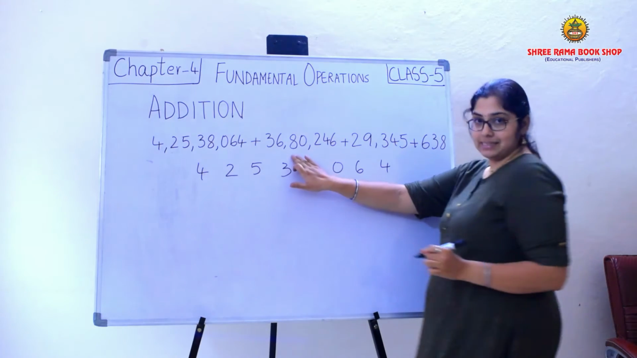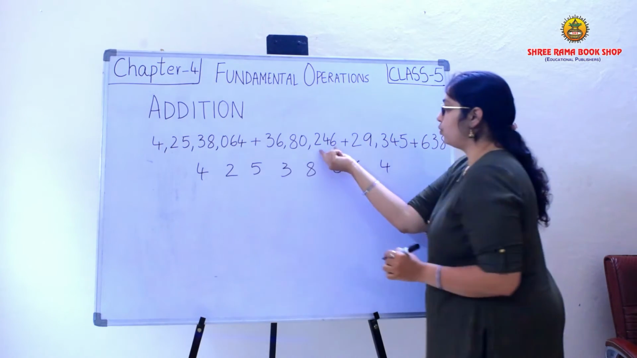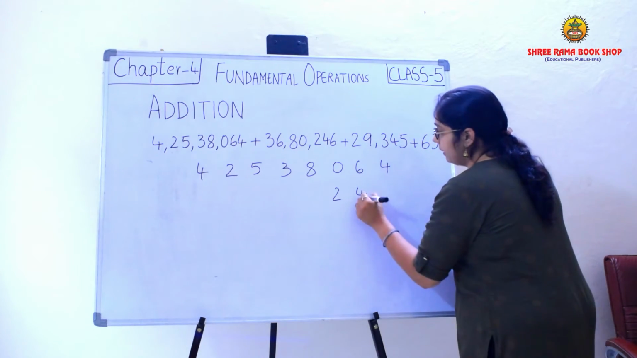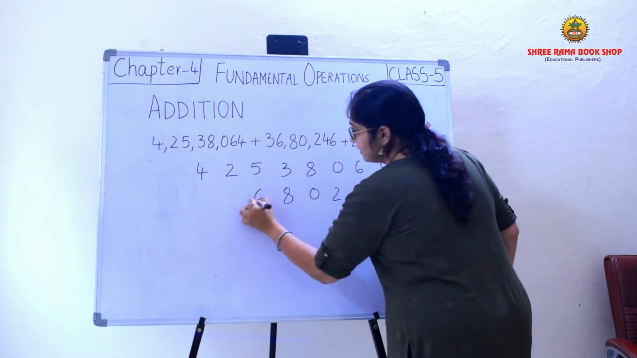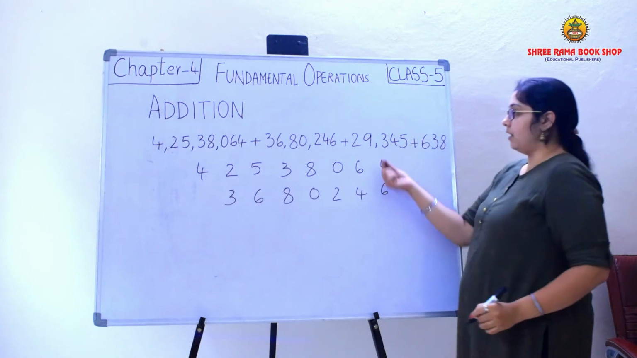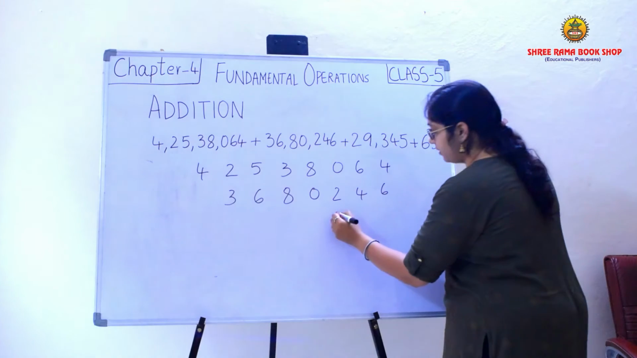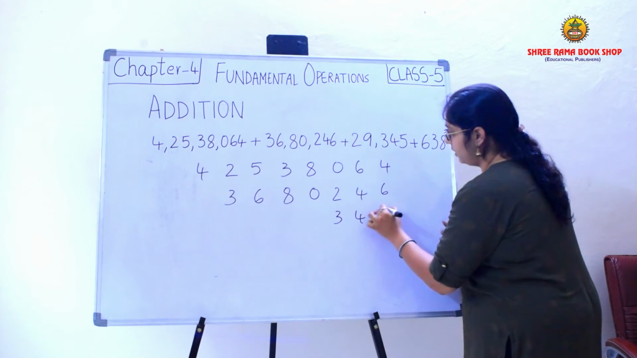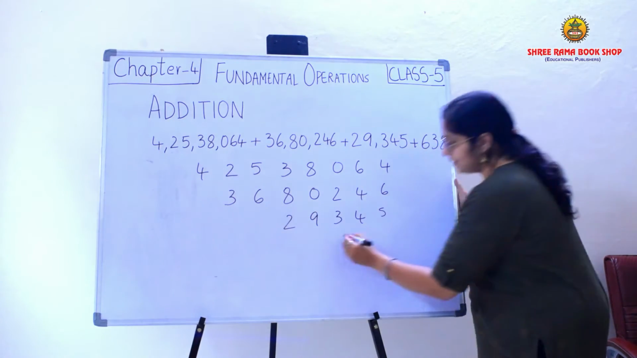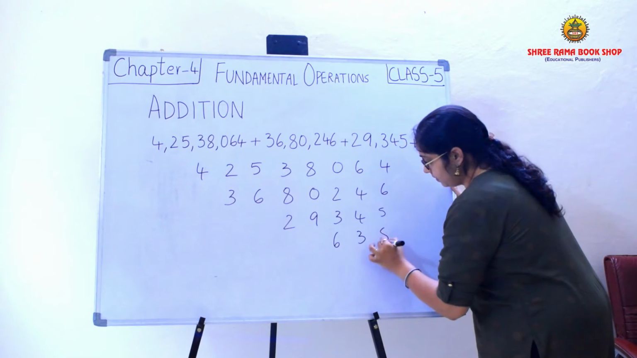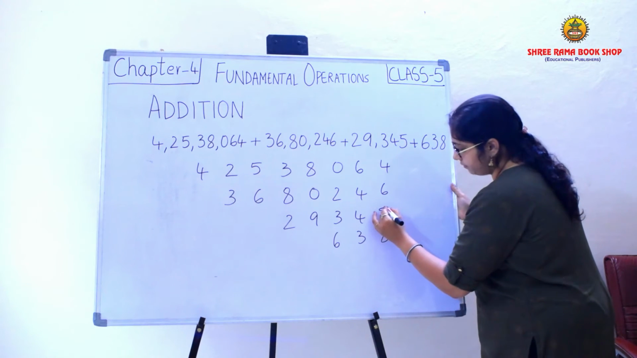Okay, the second number is this. So period wise I am placing it. So 2, 4, 6 over here. Then 0, 8. Then 6, 3. Okay. Now coming to this number. The first period is 3, 4, 5. Then next 29. Now coming to this, it is 6, 3, 8. Okay, this is 5 children.